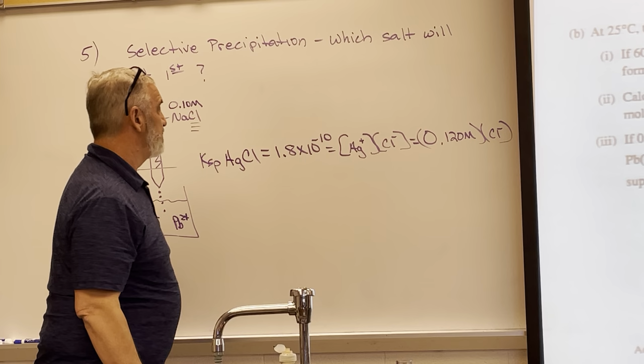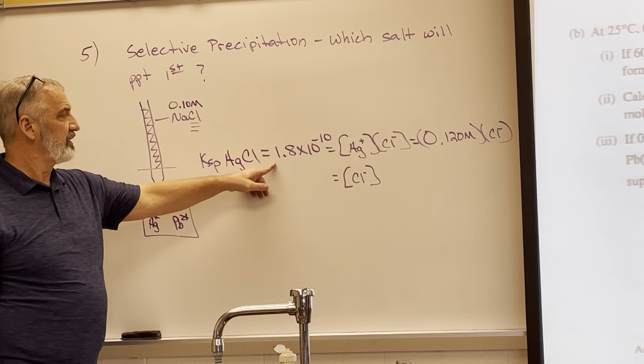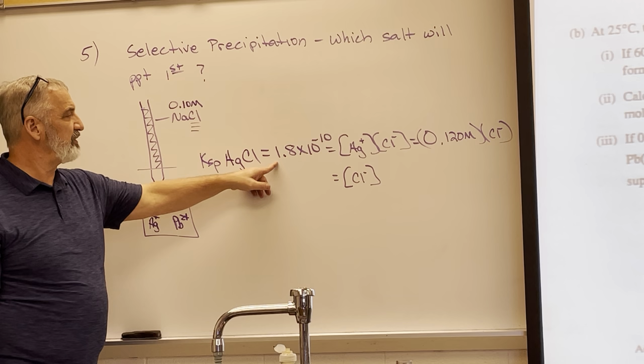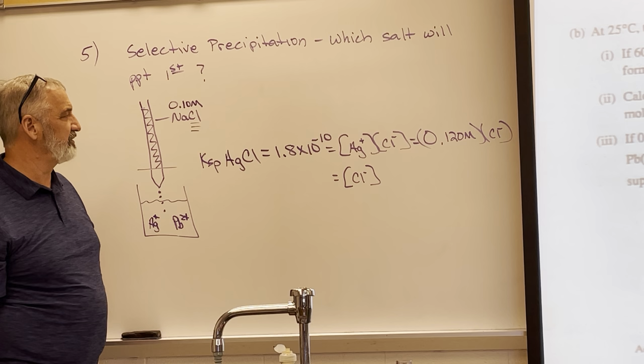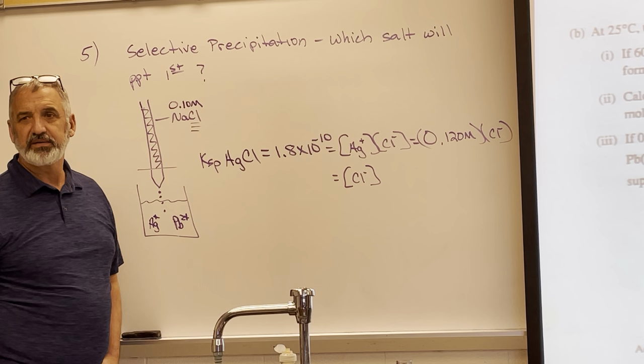So how do I solve for the Cl minus? You can divide by 0.120. Good. So 18 divided by 12 is going to equal 1.5. So this is going to be 1.5 times 10 to the minus 1 minus 9. 1.5 times 10 to the minus 9th. I might be off by the power of 10. What did you say? I said 1.5 times 10 to the minus 9th. Yeah, I think I corrected mine to 2.